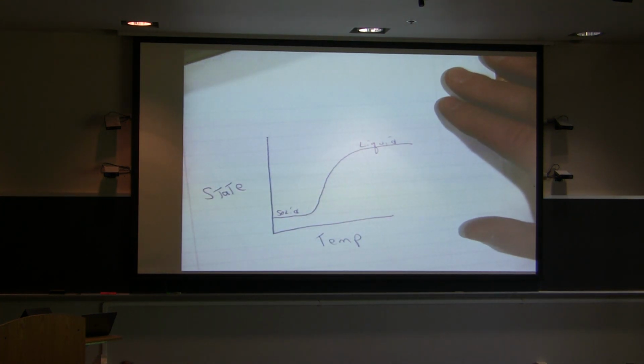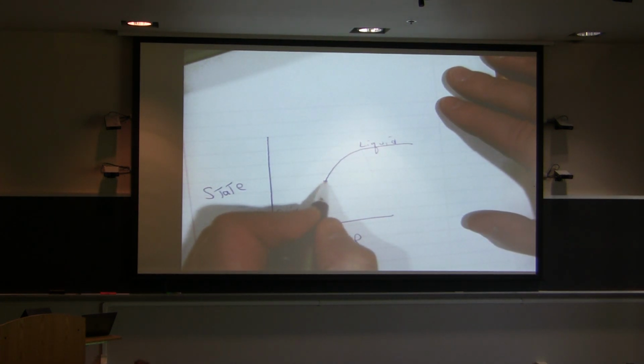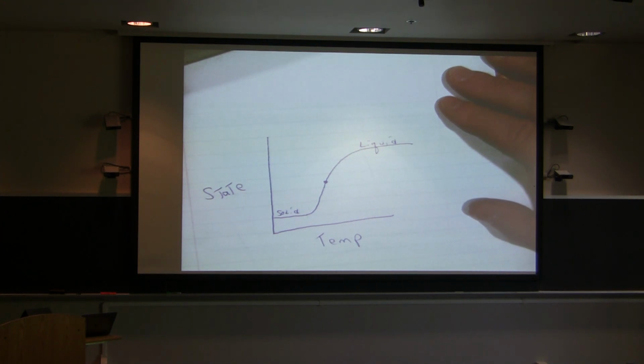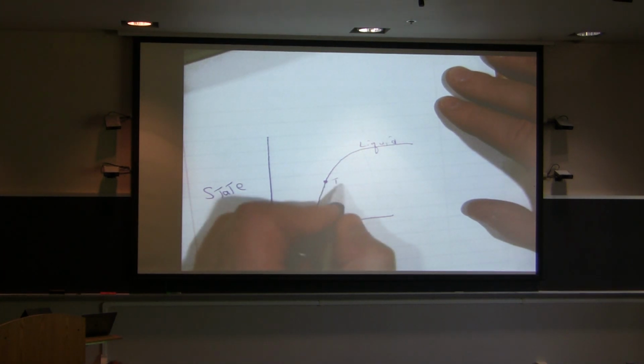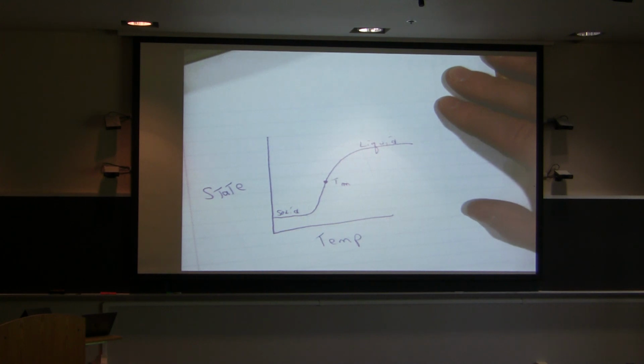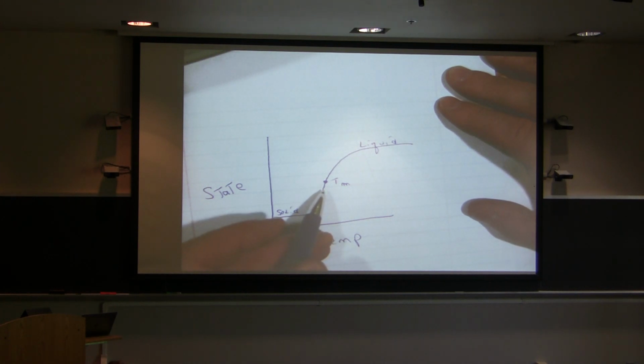Is that showing? Okay. Now, the midpoint of that transition between the solid and the liquid is what we call the melting temperature, or the TM. So it's the midpoint of the transition between the solid and liquid. Basically, if you want to think about this as being half melted, half solid, that would be fine. Water does this, for example.